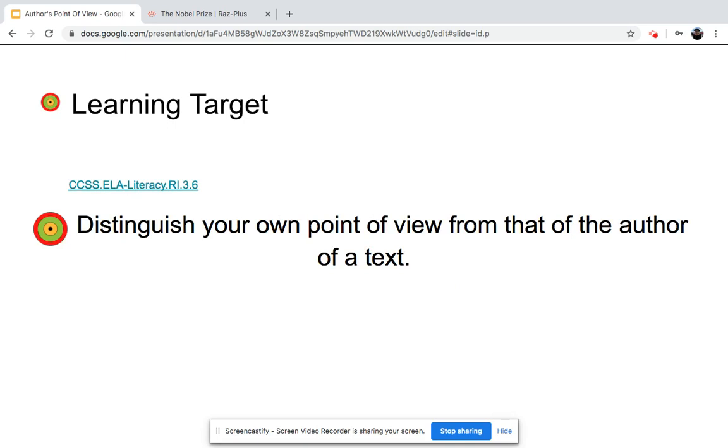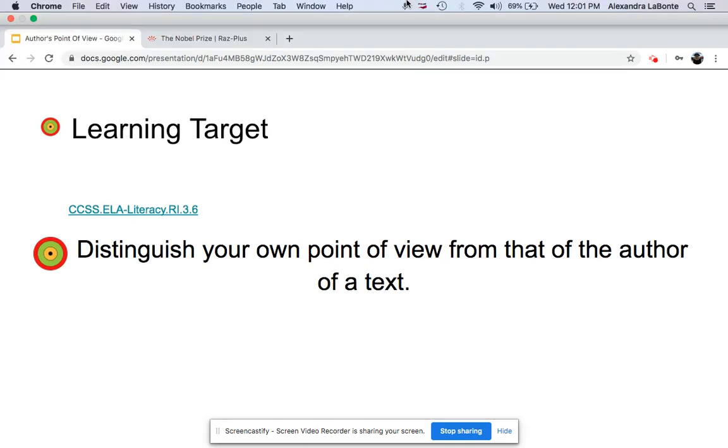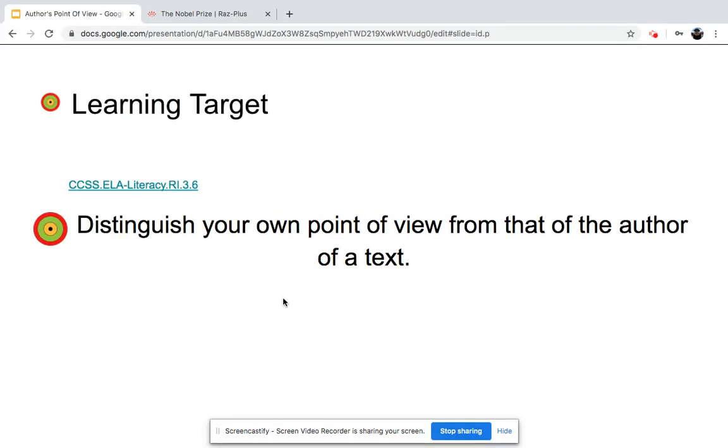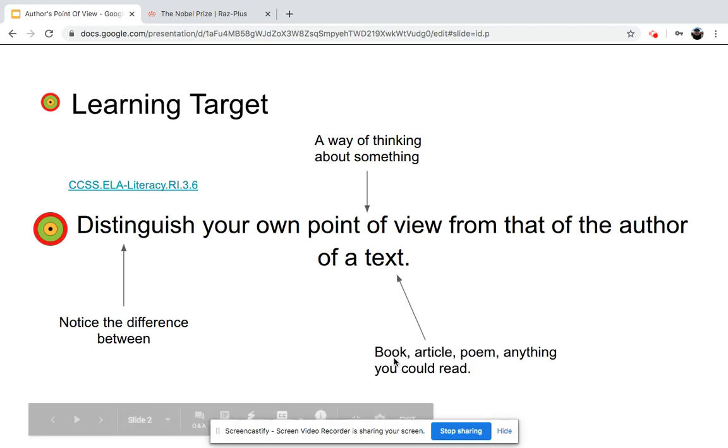Our learning target today is I want you to be able to distinguish your own point of view from that of the author of a text. Let's unpack some of these words here. The word distinguish means to notice the difference between. So I want you to be able to notice the difference between your own way of thinking about something versus an author's way of thinking about something. Remember that text is simply a word for a book, article, poem, anything you can read.